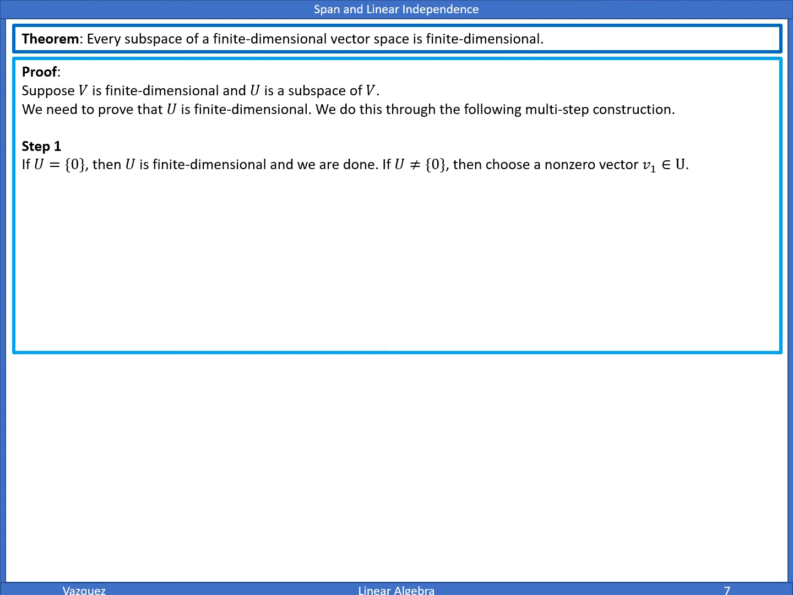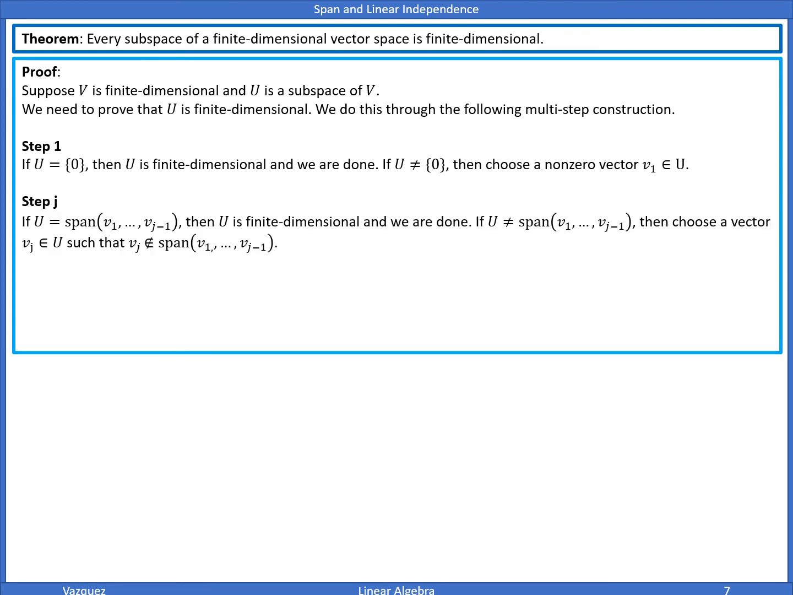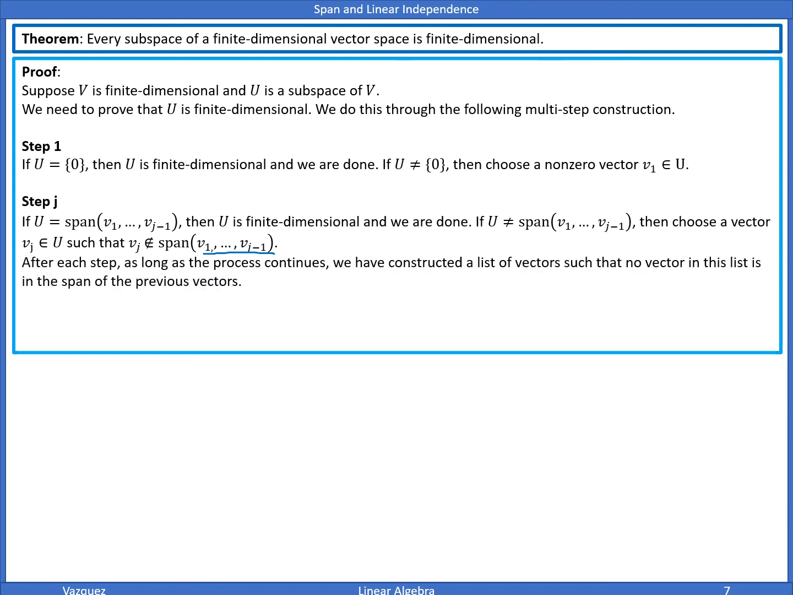So step 1, if U is just the 0 element, then U is finite dimensional and we're done, right? But if U isn't just 0, then choose a non-zero vector, v1 in U. And now if U is equal to the span of v1 all the way to vj minus 1, then U is finite dimensional and we're done. But if U isn't just that span, well then we're going to choose that vector vj in U such that vj is not in the span of v1 all the way to vj minus 1. And after each step, as long as the process continues, we have constructed a list of vectors such that no vector in this list is in the span of the previous vectors.